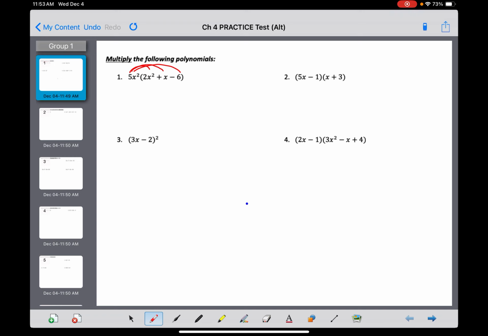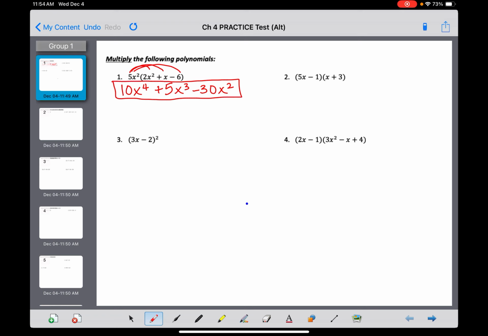5x squared times 2x squared is going to give us 10x to the fourth. 5x squared times positive x is going to give us positive 5x cubed. And 5x squared times negative 6 is going to give us negative 30x squared. And then when I look at my three terms, none of them are like terms, so there's nothing to combine here. So this is going to be my final answer.